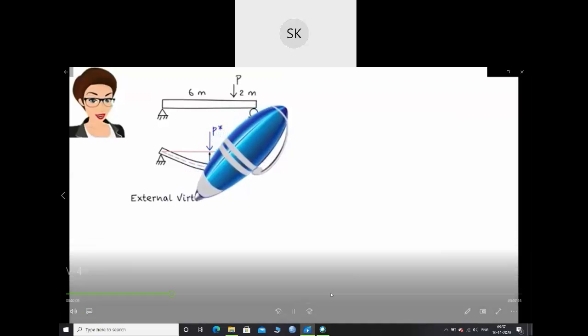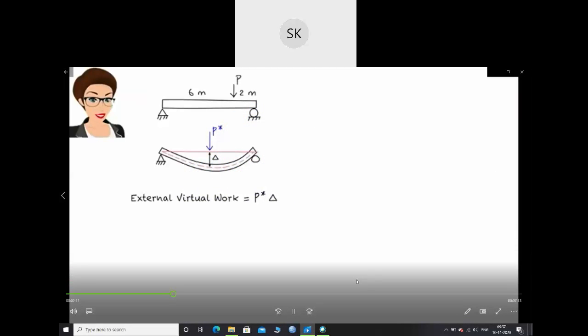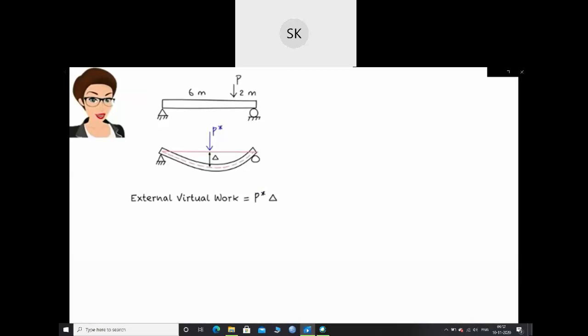As P star times delta. To determine the expression for internal virtual work, we need to know two things: the internal member force due to the virtual load, P star, and the internal member deformation due to the real load, P. What is the main internal force in beams?